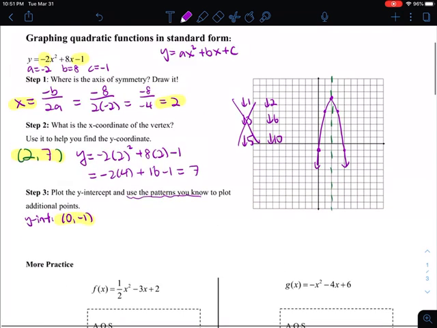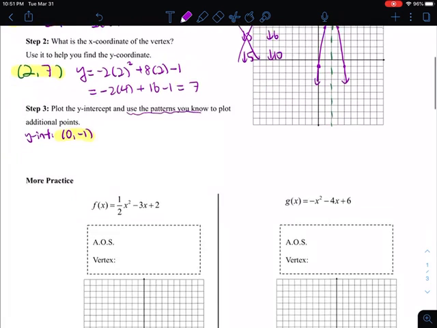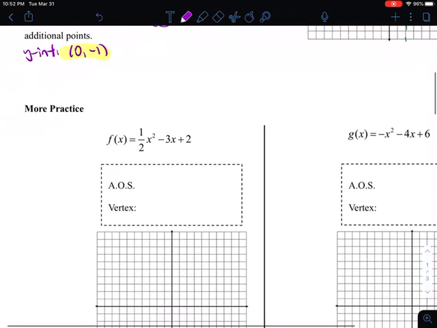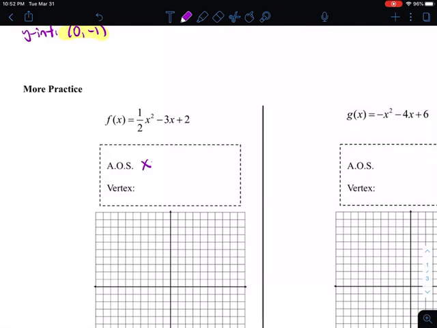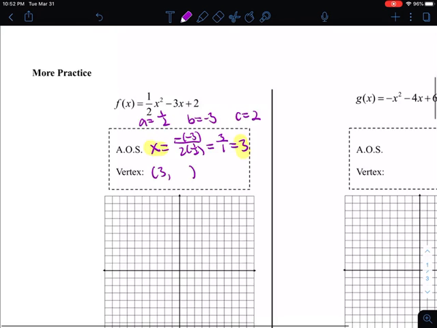Okay, so again, most of this should be familiar to you guys from graphing in vertex and intercept forms. But let's just go ahead and do a couple more examples just to get the hang of this. Axis of symmetry. Again, this is in standard form. So here a is a half, b is negative 3, c is 2. Again, I'm going to have negative b over 2a. So negative b, negative 3 over 2 times a half. So that's 3 over 1, which is just 3. So x equals 3 is my axis of symmetry. So that tells us that my x value of the vertex is 3.